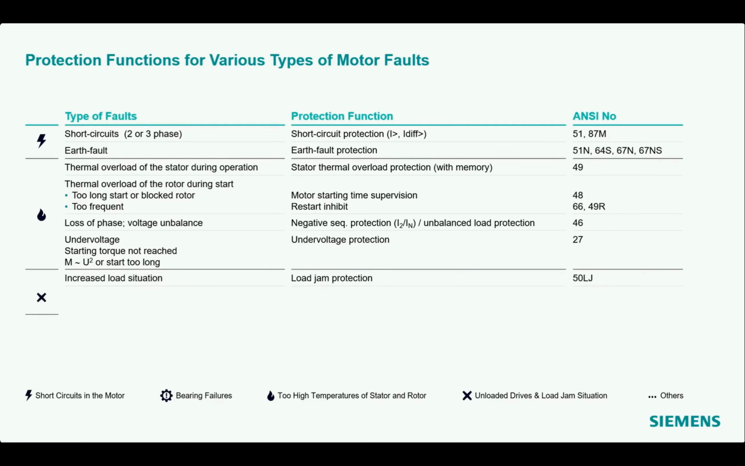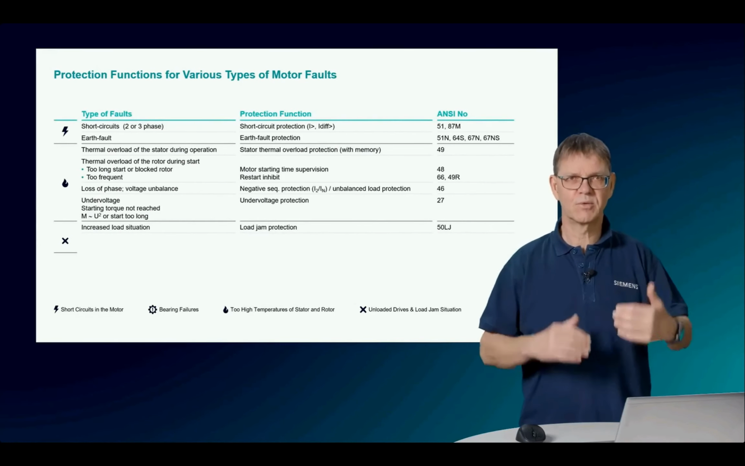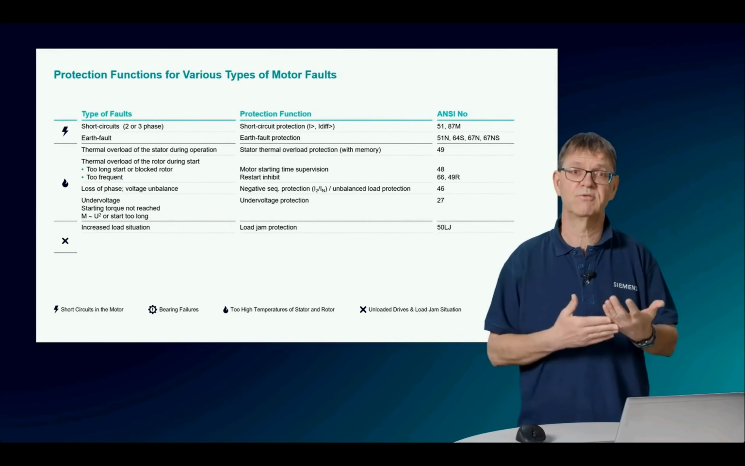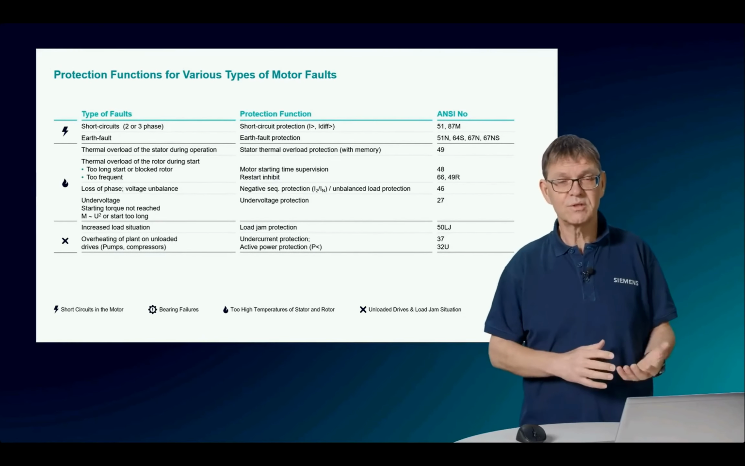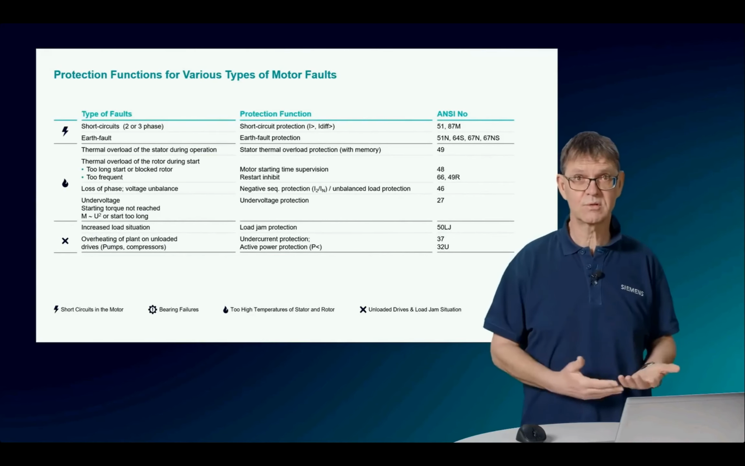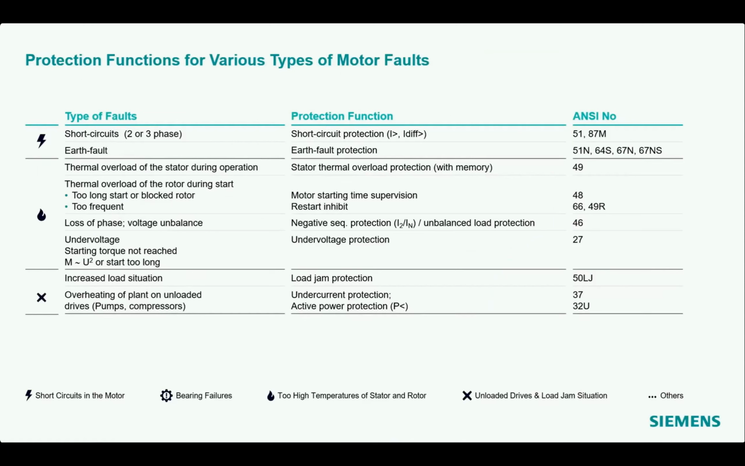Then we can have an increased load situation. Some chunks of load, coal or whatever, get blocked, for example, or block the machine, or other overload situations where we have a jump of the load current. For this we have a load jam protection. And the opposite, if there is no load in the driven machine, this can sometimes also endanger this driven machine, a pump or a compressor, for example. Here we can use an undercurrent protection function or look at a minimum threshold for the active power, so underpower protection we can also say.